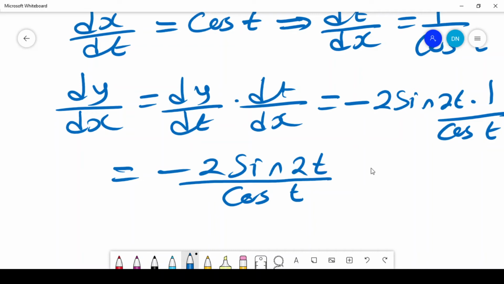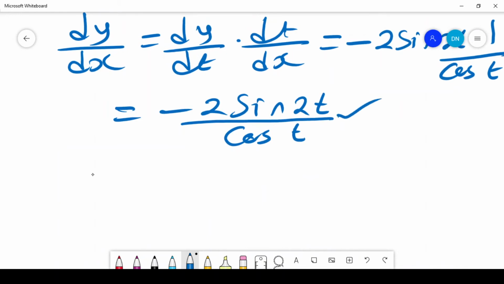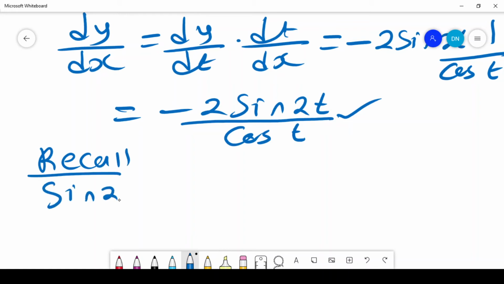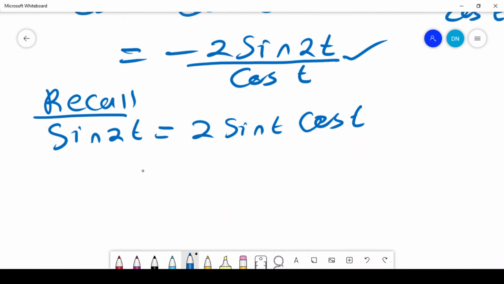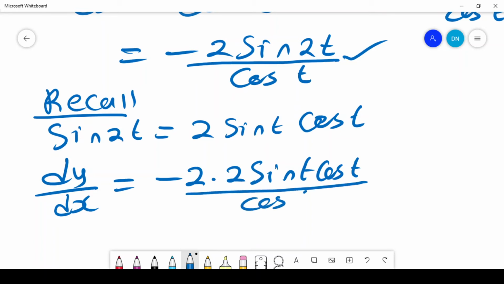For some of us who are familiar with the double angles, we could have taken that problem to another level. Sine 2t can also be written as 2 sine t cos t. Based on the double angle identity, dy dx can be written as negative 2 times 2 sine t cos t all over cos t, which will give me negative 4 sine t. And that will give me the final solution.